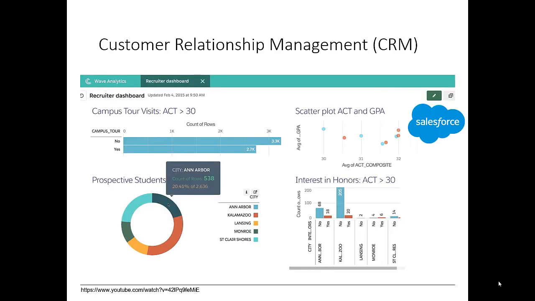In particular, this dashboard comes from the popular software as a service platform Salesforce. This is their platform that they use for higher education. What you're seeing here is a recruiting dashboard that helps a marketer who's recruiting students to a higher education institution to let them know how their various students from various locations, notice the cities here, are interested in their college, as well as how high-performing students, how the ACT students are interested in honors programs, how it corresponds to their GPA, and whether or not they participate in a campus tour.